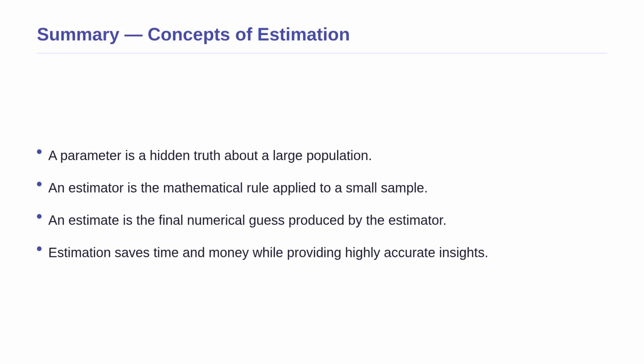We learned that a parameter is a hidden truth about a massive population. To find it, we use an estimator, which is a specific mathematical rule applied to a small, manageable sample. This calculation produces an estimate, a final numerical guess. By mastering this fundamental core tool of statistical inference, we can save immense amounts of time and money while still uncovering highly accurate insights about the world around us.